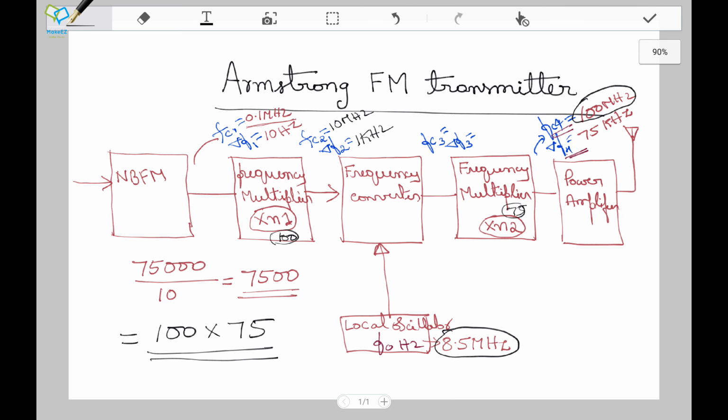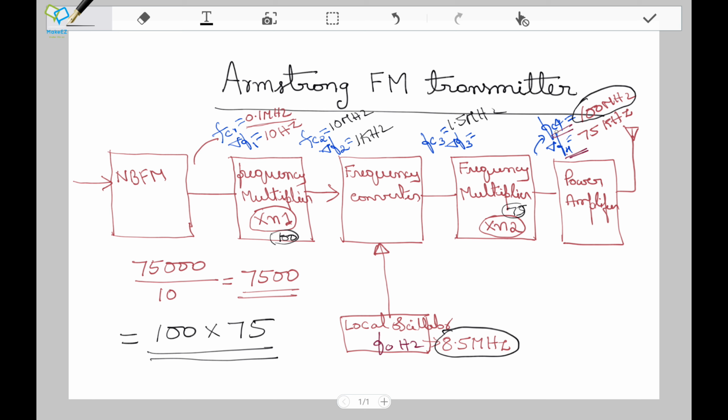Now, you can see that the local oscillator gives 8.5 megahertz, so the difference comes here. 10 megahertz minus 8.5 megahertz, so what comes here is 1.5 megahertz. Now, what is the requirement here? The requirement is 100 megahertz.